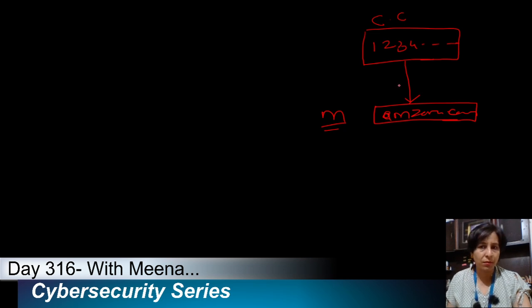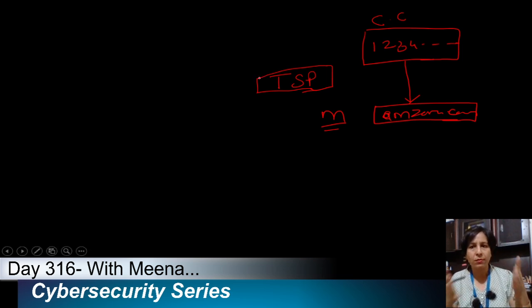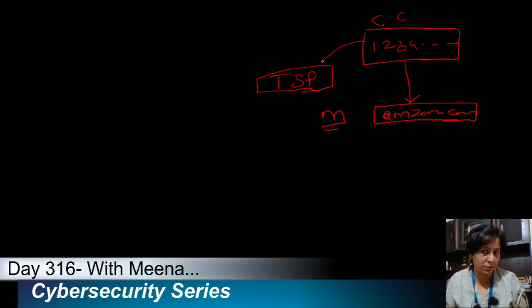In between, there is a token service provider. They store the information about your credit card in a highly secure data wallet, and on behalf of your request, they are authorized to make payment via the normal mode. So when you request, okay, I need to make a payment, that request goes to the TSP, the token service provider.